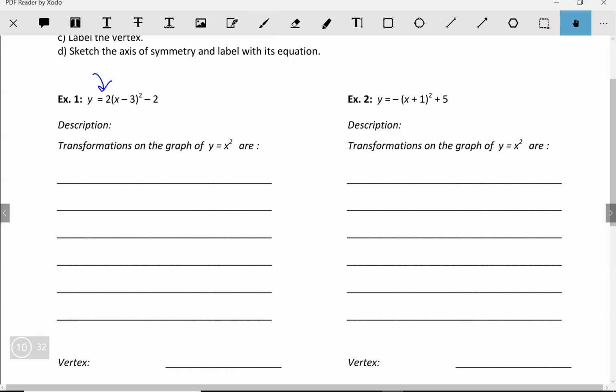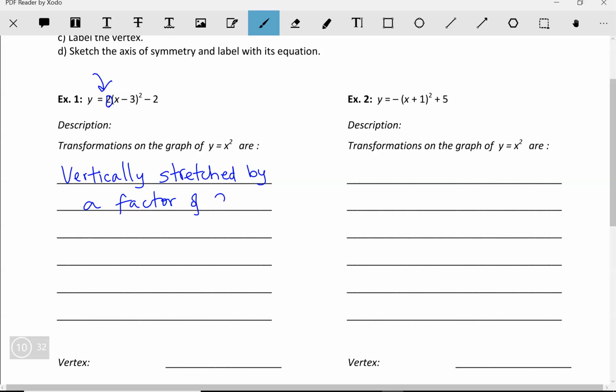Then we look at our a value, which is 2. So we're going to say vertically stretched or expanded by a factor of 2.